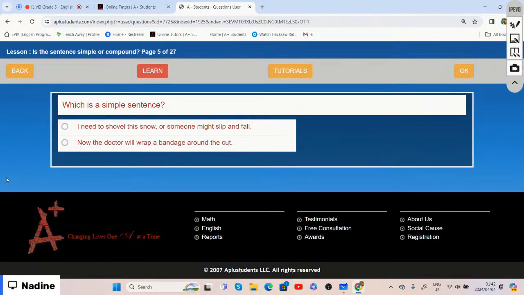All right. We need to say which is a simple sentence. It says, I need to shovel the snow, or someone might slip and fall. Or is it the second option that says, the doctor will wrap a bandage around the cut? We need to say, is option 1 or option 2 a simple sentence?